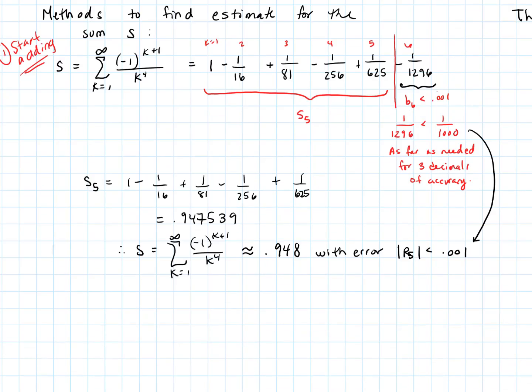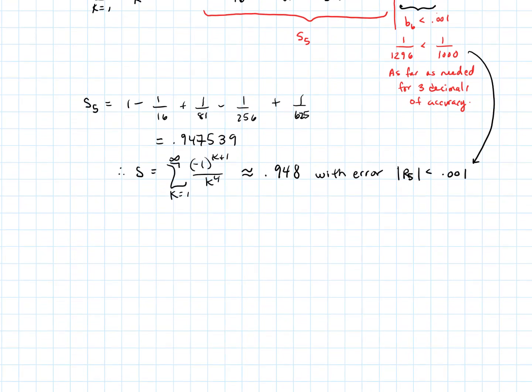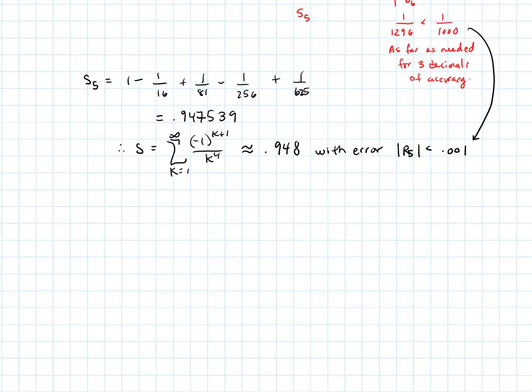So just start adding up the terms. The other way is actually to determine what n is. So here's another method: determine the value of n that gives us that accuracy. So determine the value of n needed. Let's take a look at what that would look like.